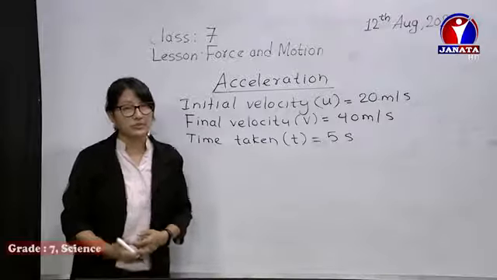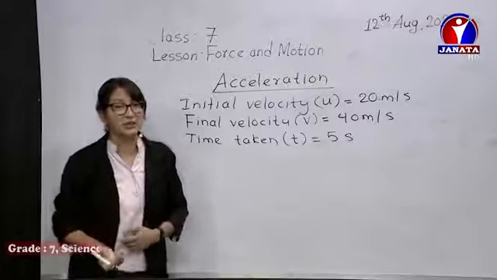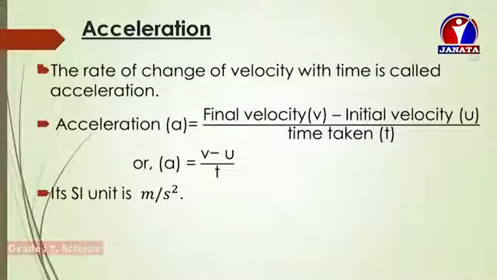The formula for acceleration is final velocity minus initial velocity over time taken. A is equal to v minus u by t. Here, what we have next is acceleration. I'm going to solve, but first of all, you can just check over here: acceleration A. A is v minus u by t.